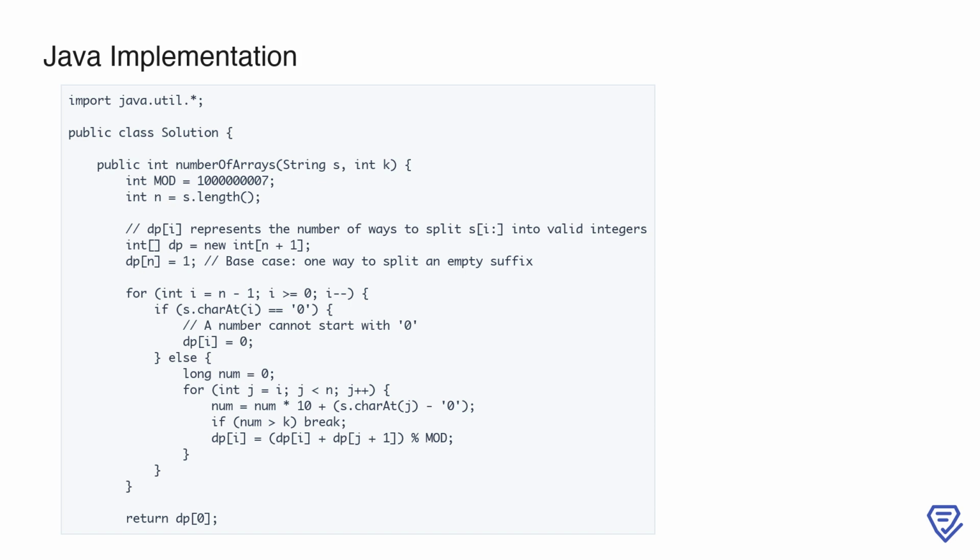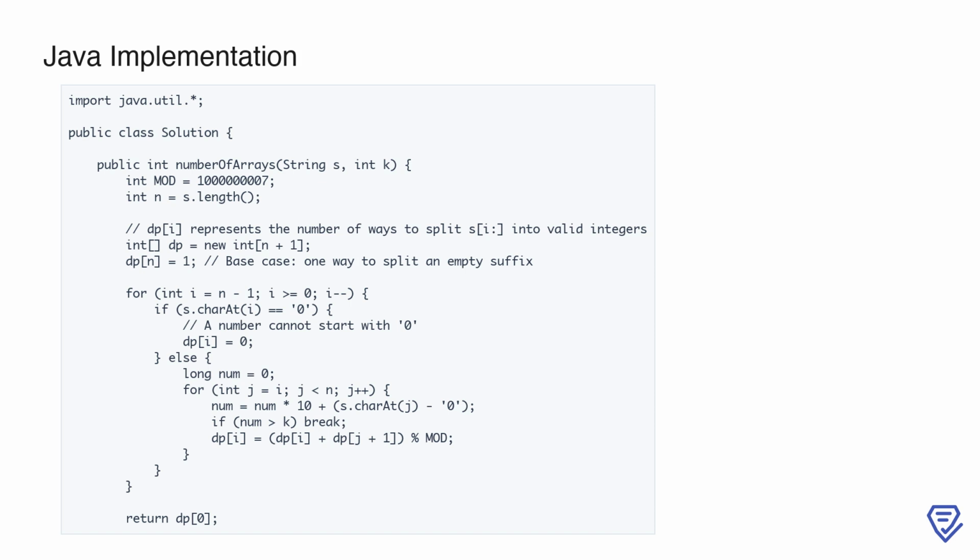Now, we use a reverse iteration starting from the second to last character in the string. At each position i, we first check if the current character is 0. Since a valid number cannot start with 0, we set dp[i] to 0 in this case. Otherwise, we initialize a variable number to 0 and use a nested loop to build numbers by appending characters one by one from index i. As soon as the constructed number exceeds k, we break the inner loop.